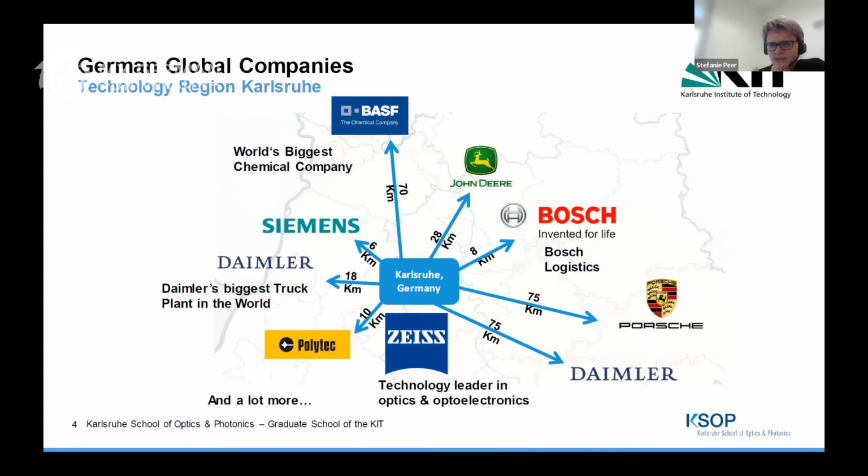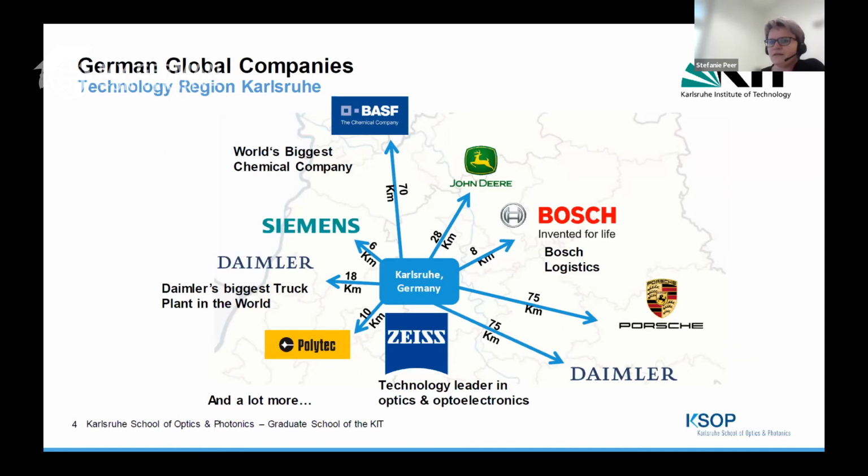Karlsruhe is not the biggest city in Germany, but we are located in a strategically very interesting location. We are close to a lot of German leaders in the field of optics and photonics. So within 10 kilometers, you reach Polytec's headquarters. There is a Bosch only 8 kilometers from here.